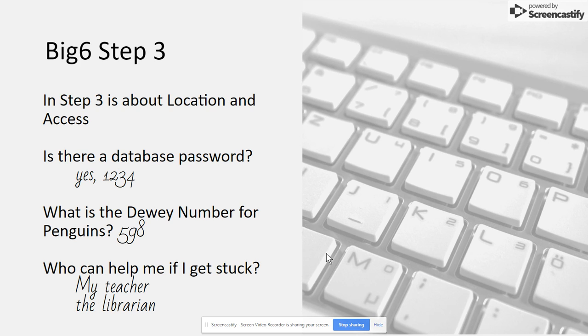In step 3, it's about location and access. Is there a database password? That's something you're going to need to know. So the database password might be 1234. What's the Dewey number for the penguins? Where in the library am I going to find that?